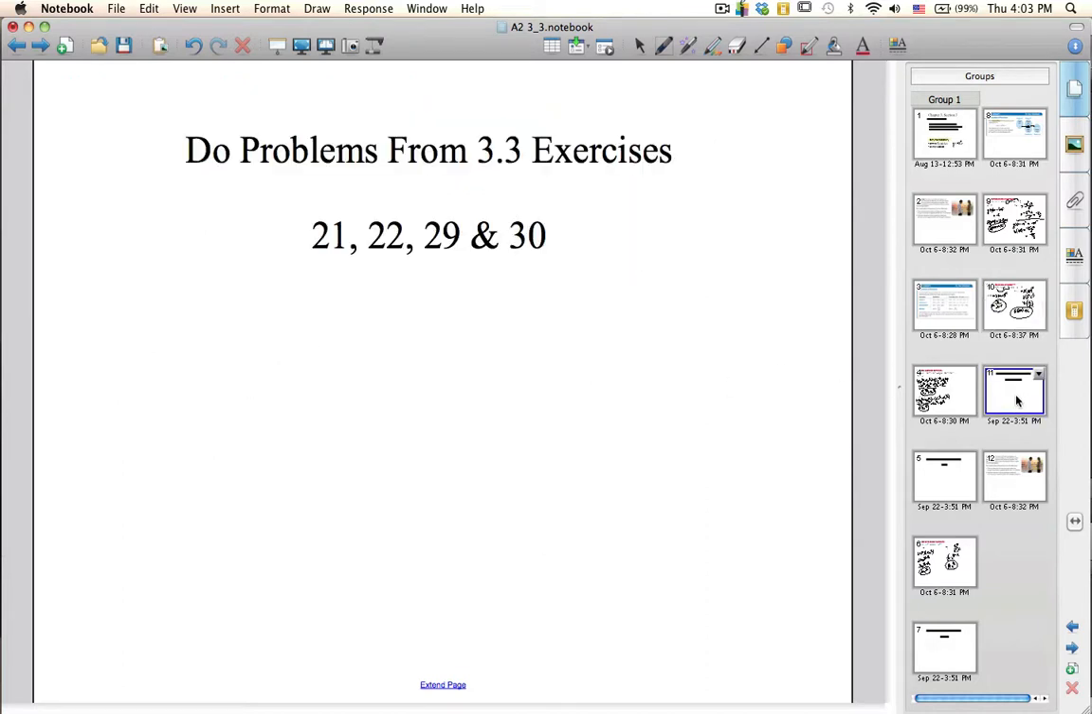Okay, so go ahead and practice that. Do problems 21, 22, 29, and 30. Come on back and we'll solve that word problem.